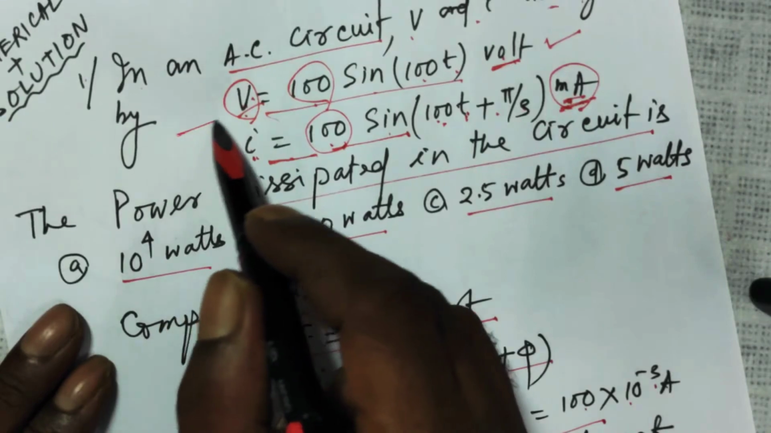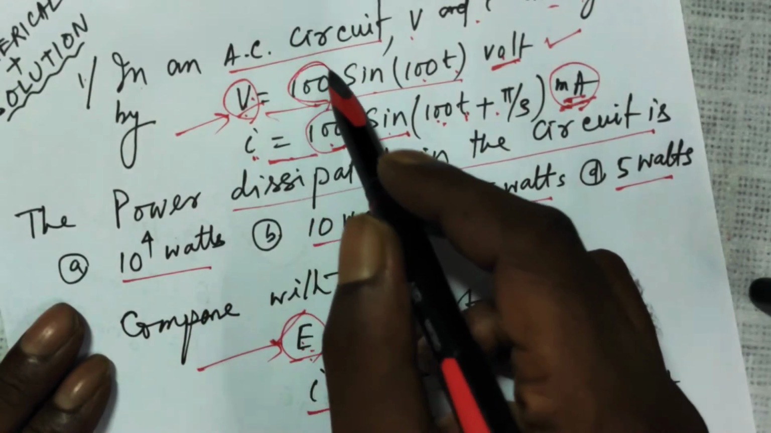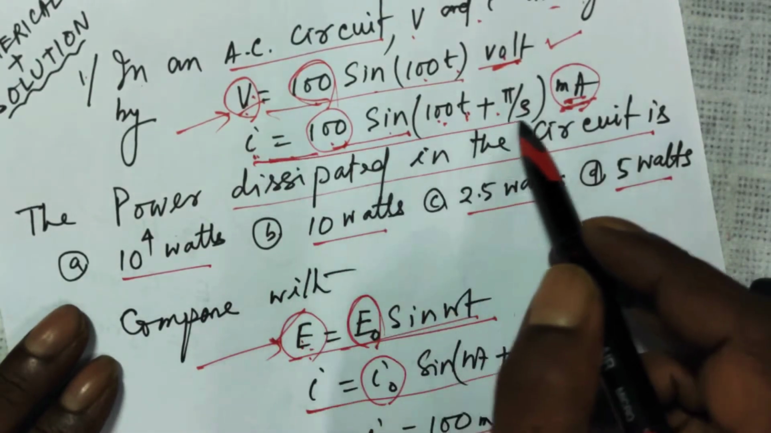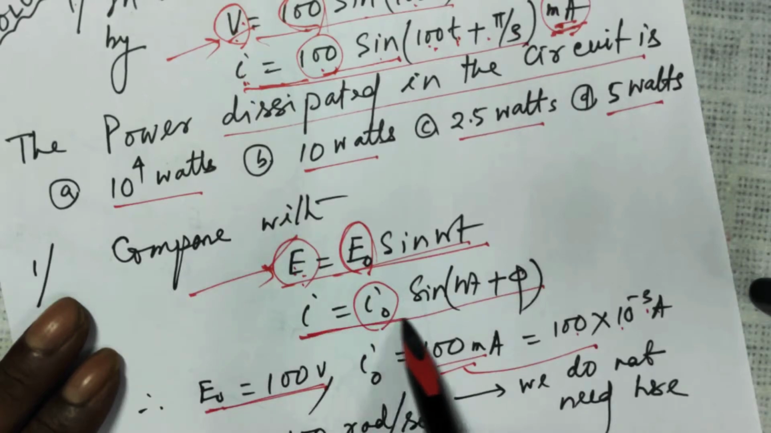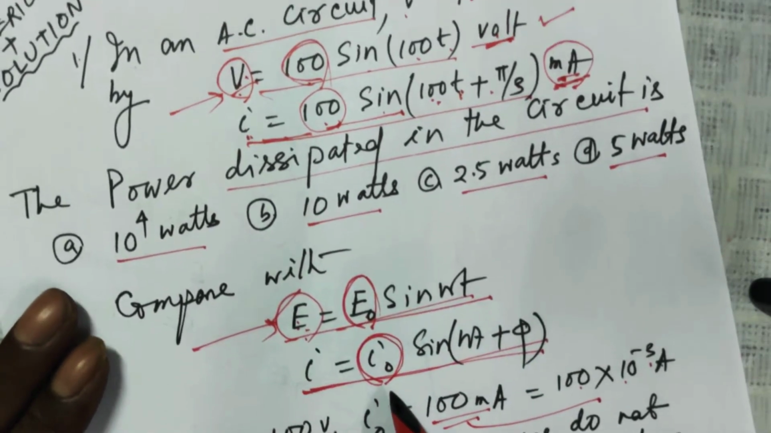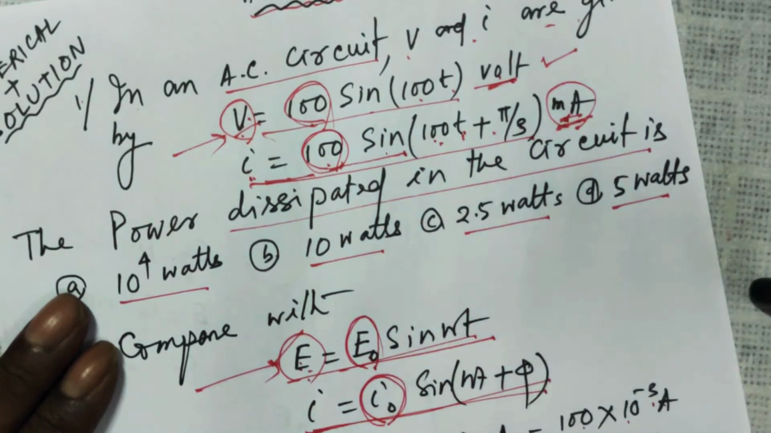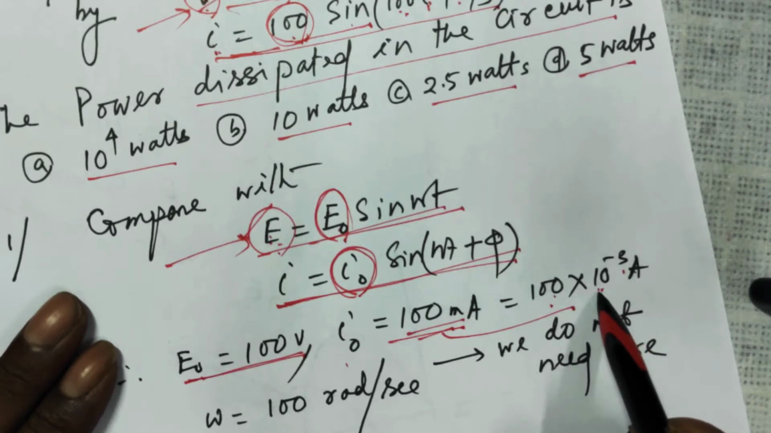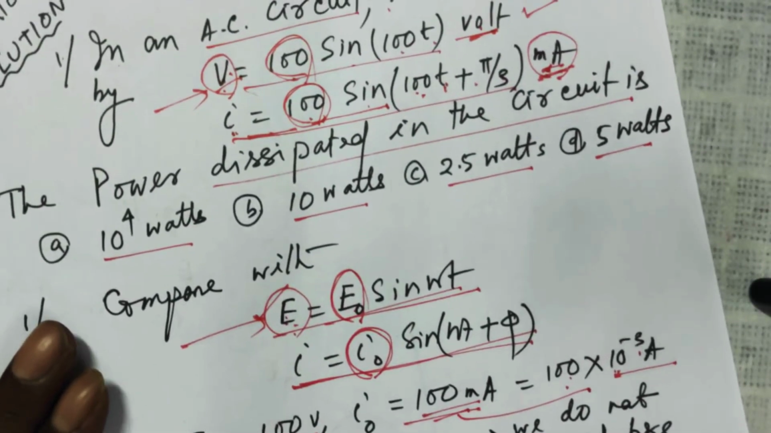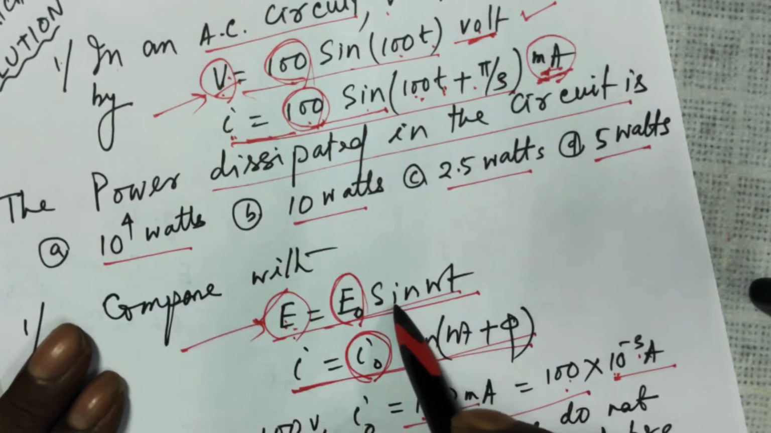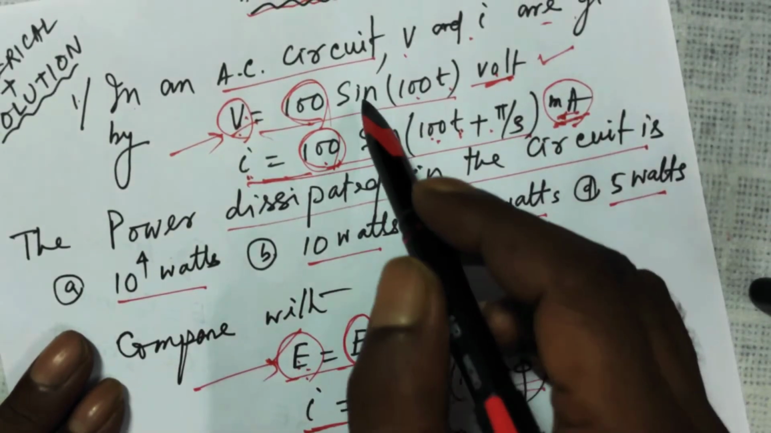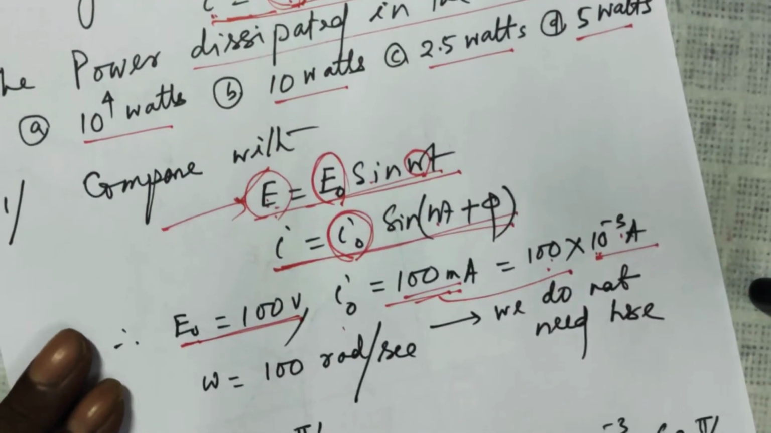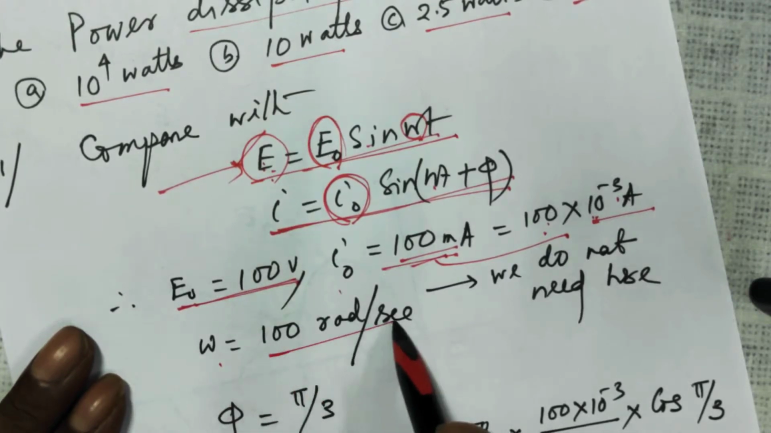Compare this with V. Your E naught is 100 volt. Compare this expression for I with I = I naught sin ωt. So your I naught is equal to 100 milliampere. That is 100 into 10 to the power minus 3 ampere. And if you compare this sin ωt with sin 100t, your ω is equal to 100 radian per second.